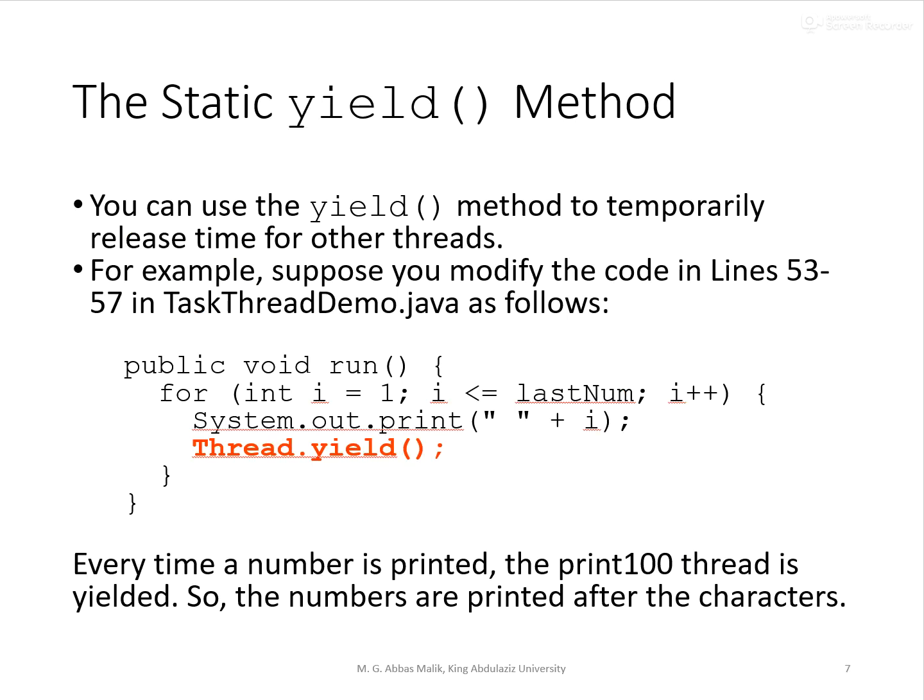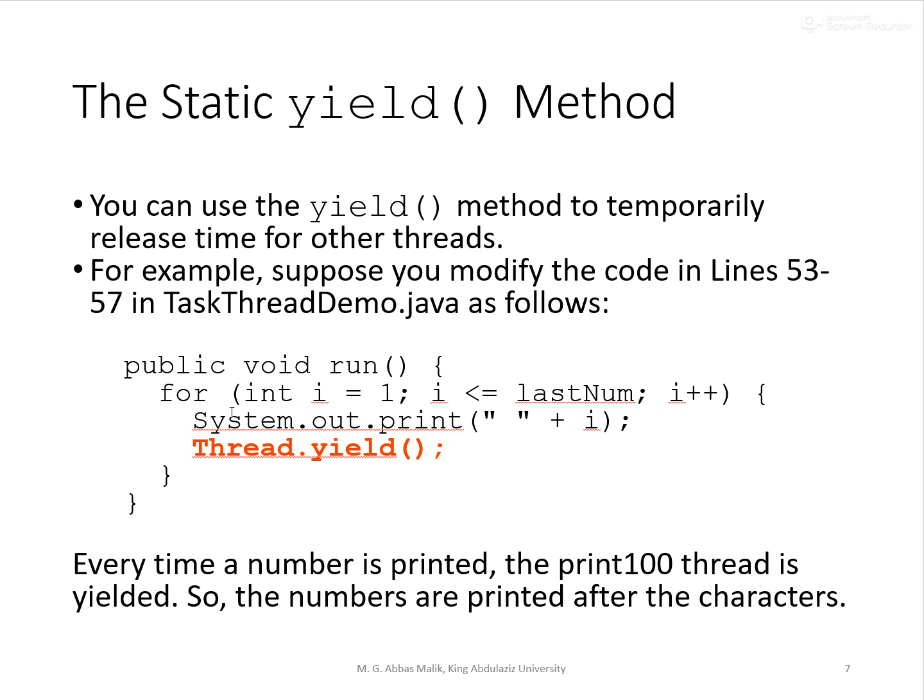So first off, the yield method. Inside of your code, for example, if there's some point at which you want your thread to give up control of the CPU, you can make it do that.